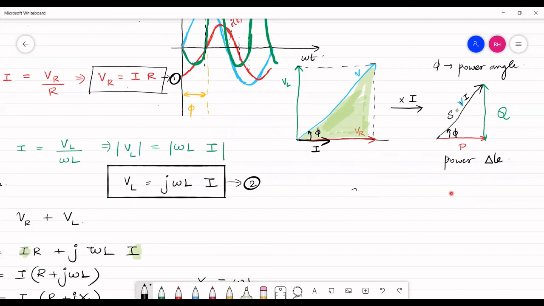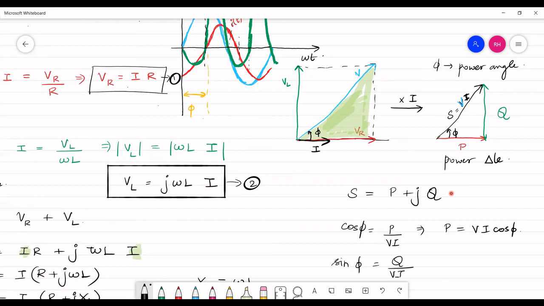From this power triangle, I could write S is equal to P plus jQ. cos φ is equal to P divided by VI, and on cross multiplying, it is written as P is equal to VI cos φ. And if you want to know the value of sin φ, you divide Q by VI. On cross multiplication, you'll get the expression for Q, and that is Q is equal to VI sin φ.